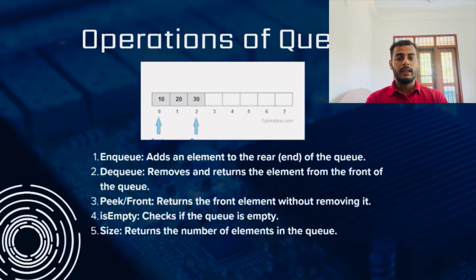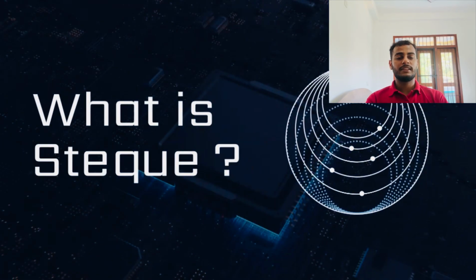Enqueue adds an element to the rear end of the queue. Dequeue removes and returns the element from the front of the queue. Peek operation returns the front element without removing it. Is empty operation checks if the queue is empty. So now you all have a basic idea about stacks, queues and arrays.